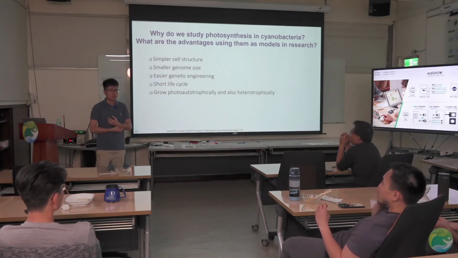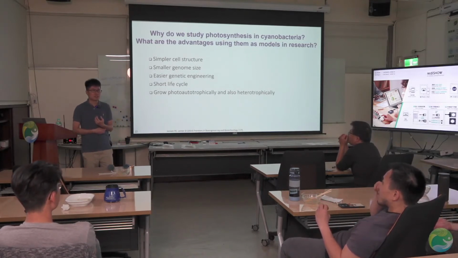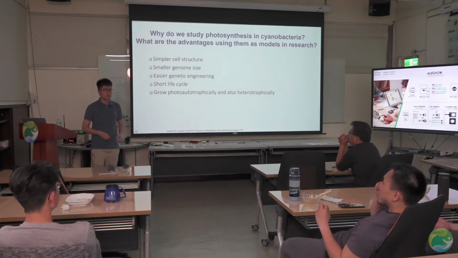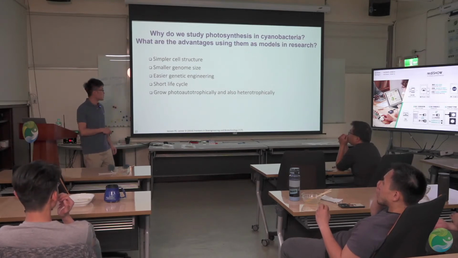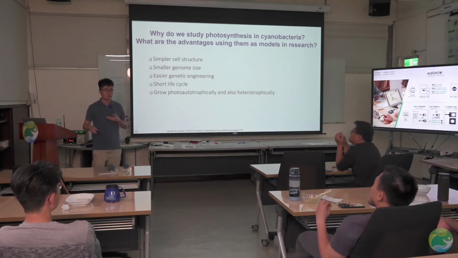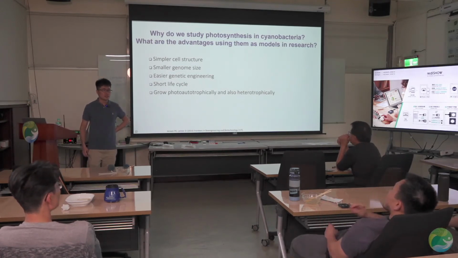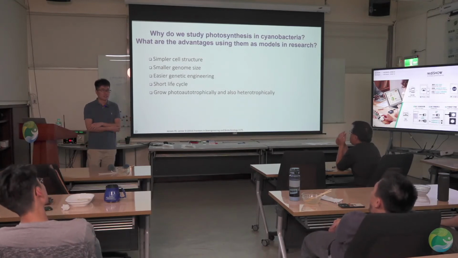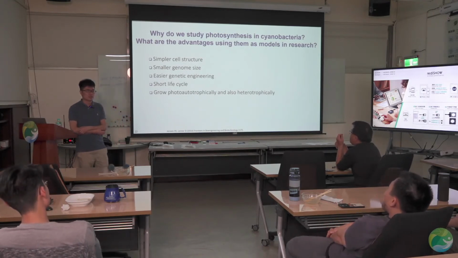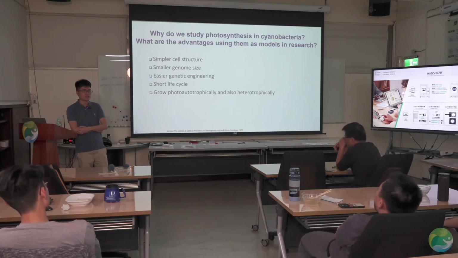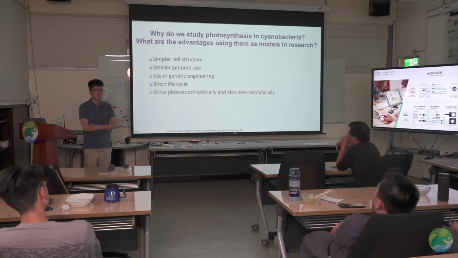In cyanobacteria, we can knock out photosynthesis related genes, because when they don't do photosynthesis, they can still take up sugars from the outside as their energy source. So in cyanobacteria, we can do that. Yeah, we can knock out genes related to photosynthesis. But in plants, it's difficult.